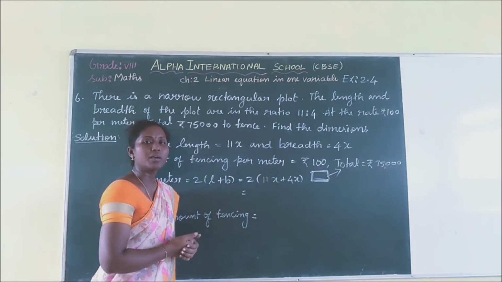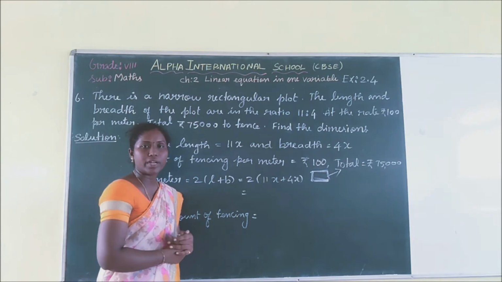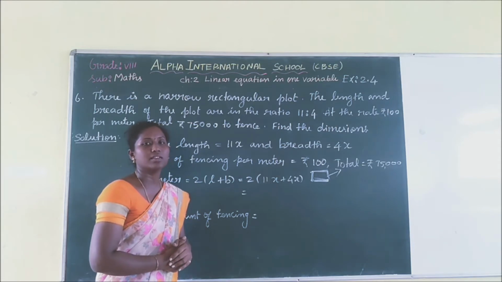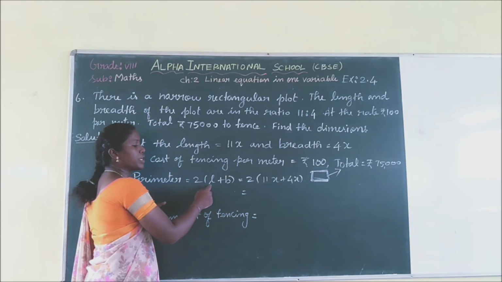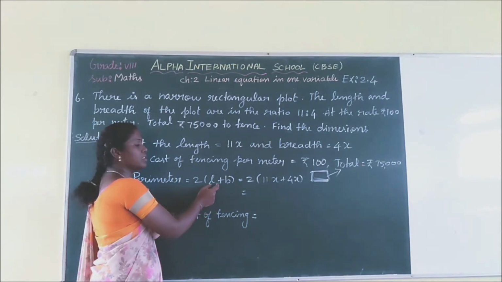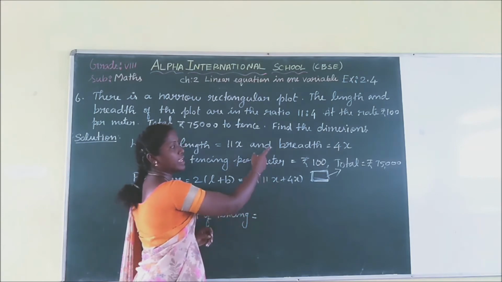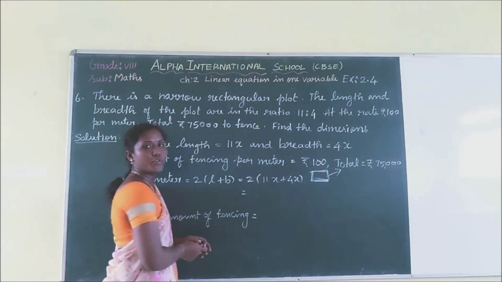So how do we find the perimeter of the rectangle? What is the formula for the perimeter of a rectangle? 2 times (length plus breadth). This will give you the perimeter of the rectangle. So 2 into, what is length here? 11x, and breadth as 4x.